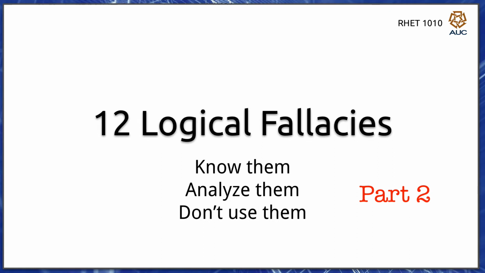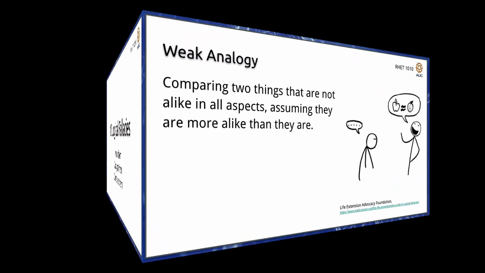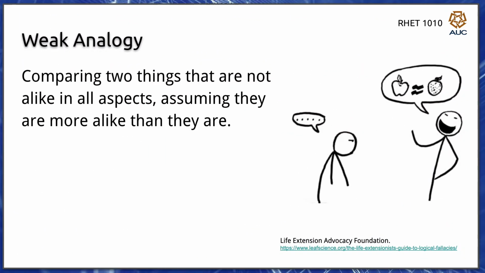In this part, we're going to look at 4 more types of logical fallacies that you want to be able to know and identify and avoid in your own writing. In our first section, we explained what a logical fallacy is, and we looked at the first 4. In this video, we'll look at 4 more. Let's get started. Our 5th logical fallacy is weak analogy.